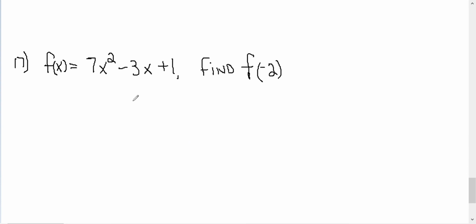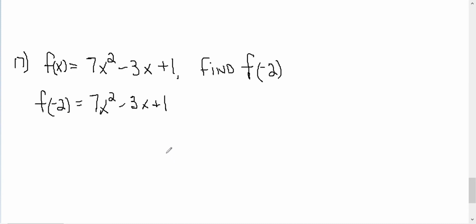Same trinomial here. However, it's f of negative 2. So I got a negative number involved here. So I'm going to substitute the negative 2 for each of the x's here. And remember, this is written this way to find f of negative 2, but they will say the same thing as we move down the road: f of negative 2 equals 7x squared minus 3x plus 1.